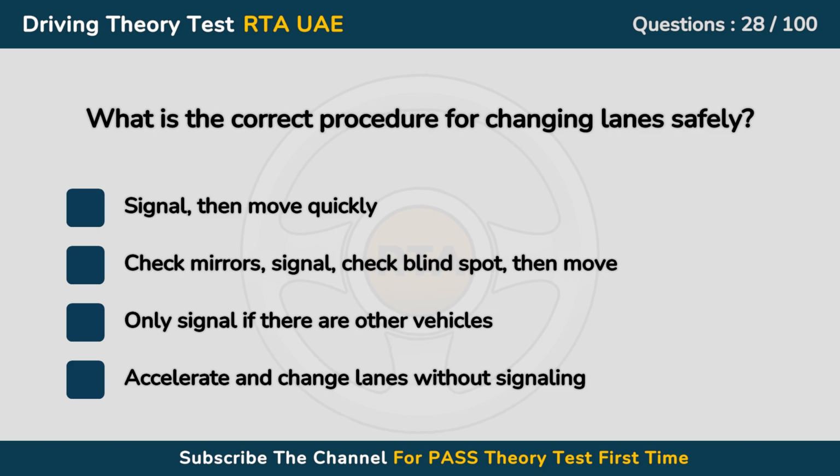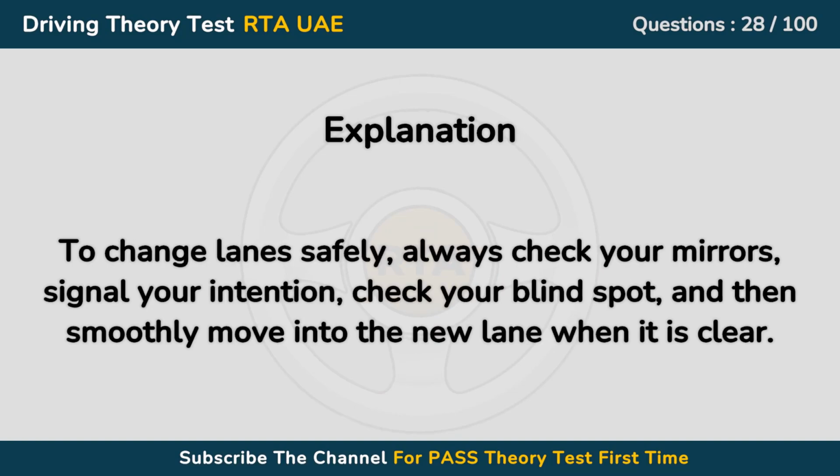A. Signal, then move quickly. B. Check mirrors, signal, check blind spot, then move. C. Only signal if there are other vehicles. D. Accelerate and change lanes without signaling. Answer is B. Check mirrors, signal, check blind spot, then move. To change lanes safely, always check your mirrors, signal your intention, check your blind spot, and then smoothly move into the new lane when it is clear.